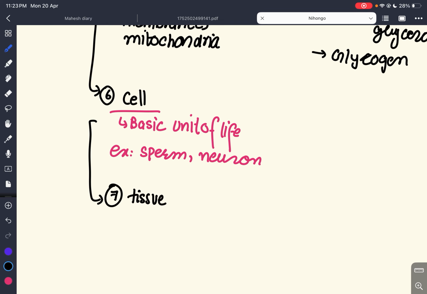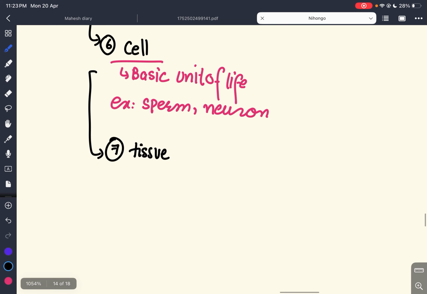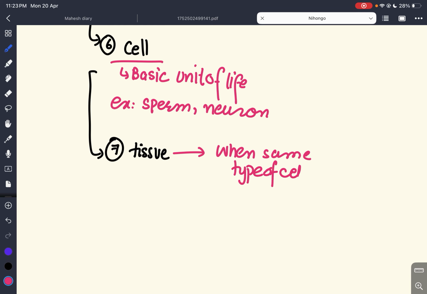Okay? What do they make? They make tissues out of it. Okay? How are tissues formed? When the same type of cells combine together. Okay? They make what? They make tissues. For example, xylem, the one we just learned.